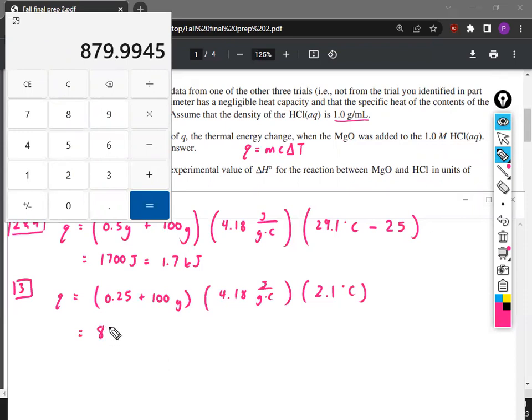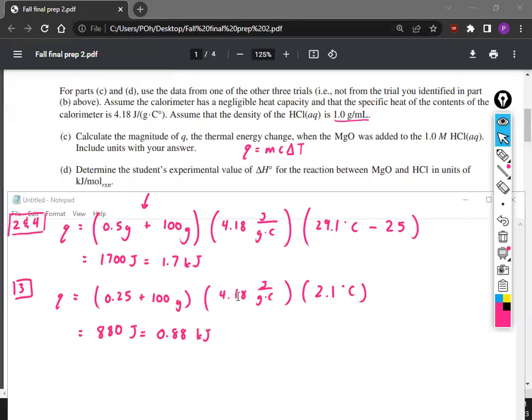I'm gonna round it up just so it's a little bit easier to look at. Okay, so you should have got around 880, about 0.88. So if you guys take a look at the relationship between these two, what do you notice? Yeah, it's about half, right?